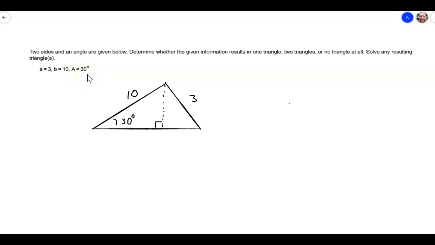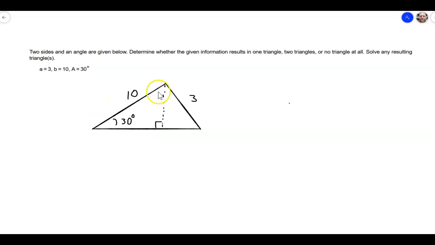So when they give us two sides and they give us an angle, we're either going to have one of two situations. Either we're going to have side angle side, or we're going to have side side angle. It all depends whether or not the angle is between our two sides or if it's not between our two sides.